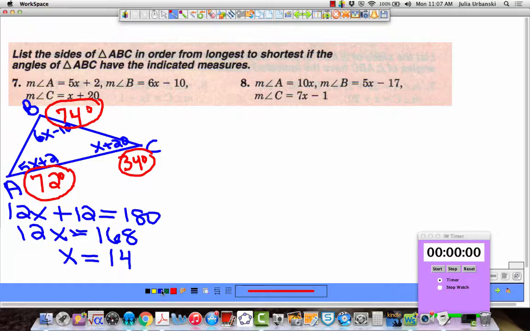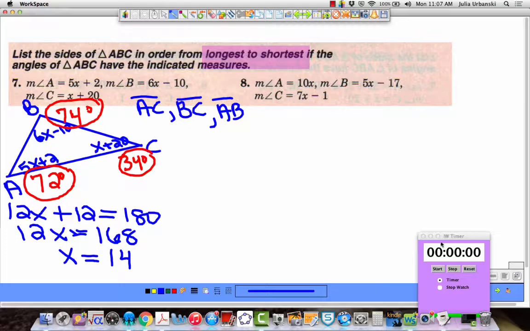Alright, still not done. They want us to write the sides from longest to shortest. So the longest side is across from the biggest angle. The biggest angle is 74. What will my biggest side be? AC. AC I write first. Good. The middle angle is 72. Across from that is BC. And the smallest angle is 34. Across from that is AB.